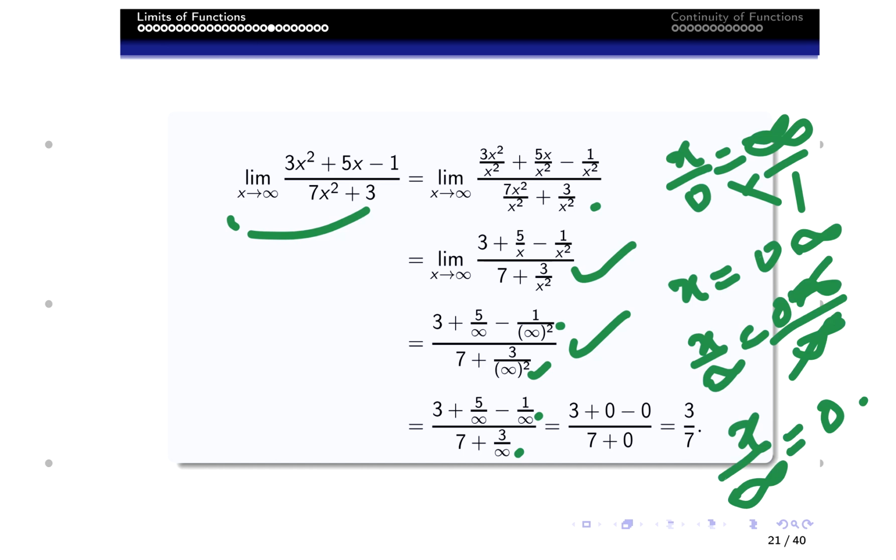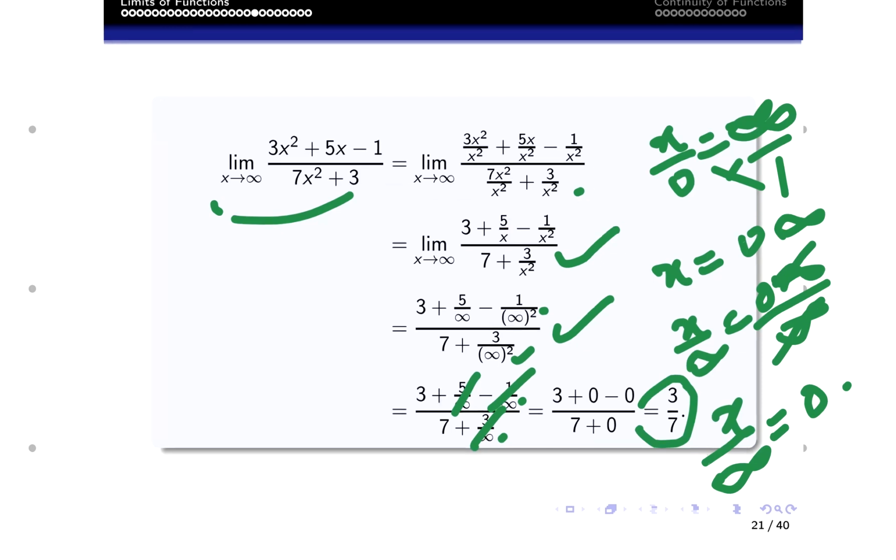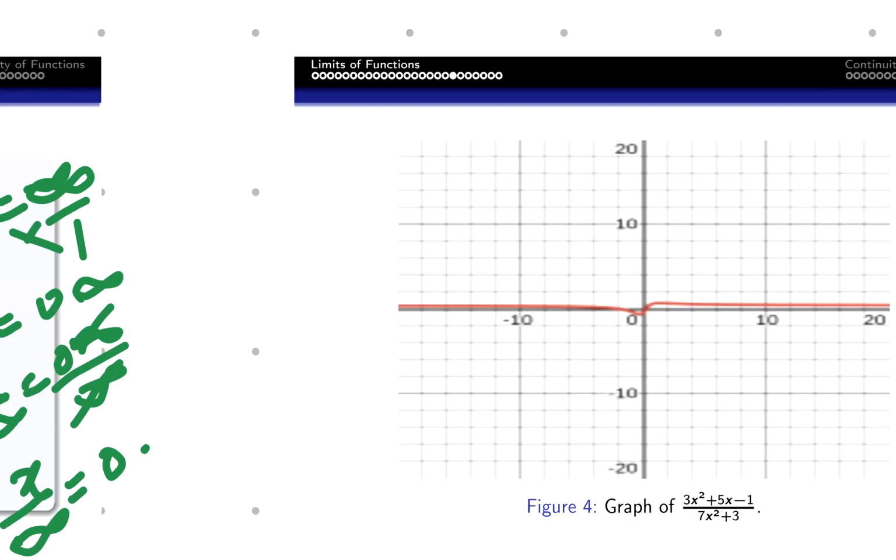So you have 3 over 7, and this is it. So it means that though initially when you substituted infinity, the answer was undefined, when you divide through by the highest power of x, you can end up getting a limit for that expression. So don't be in a hurry to give up. Try. So whenever x is tending towards infinity, you divide by the highest power of x, whether in the numerator or denominator. And you see graphically, right? The answer we got there is 3 over 7.